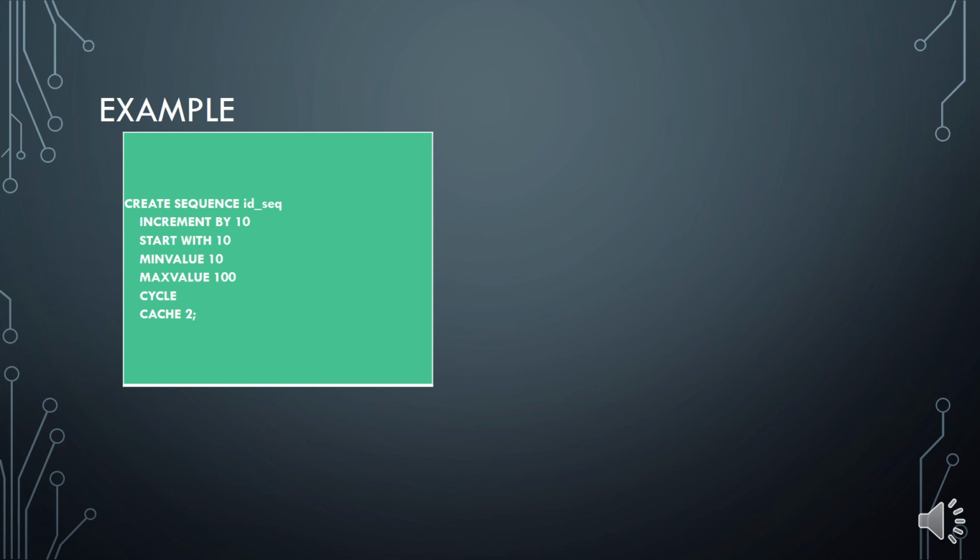So the sequence named id_sequence is created with a starting value of 10 and incremented by 10. So the next value is 20, and so on until it reaches its maximum value, 100. Then it again generates the value 10 because we are using the keyword CYCLE. So when it reaches its maximum value, it again starts its cycle with the start value 10.